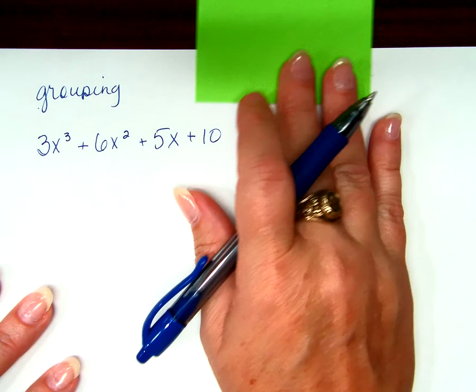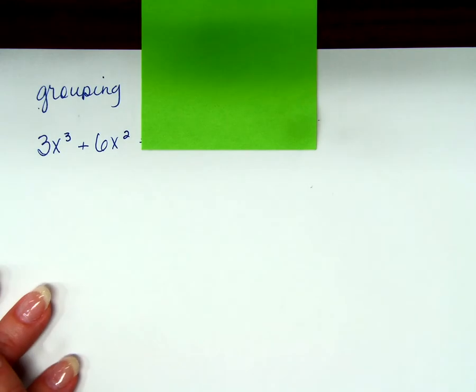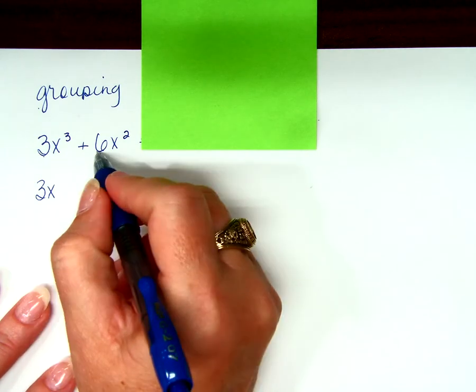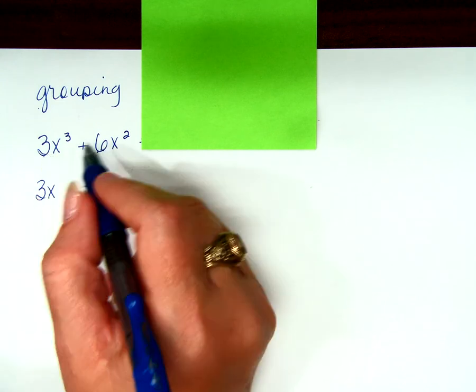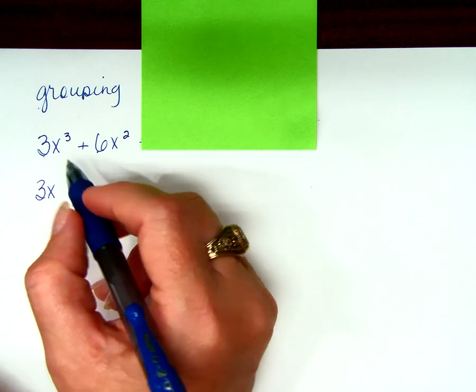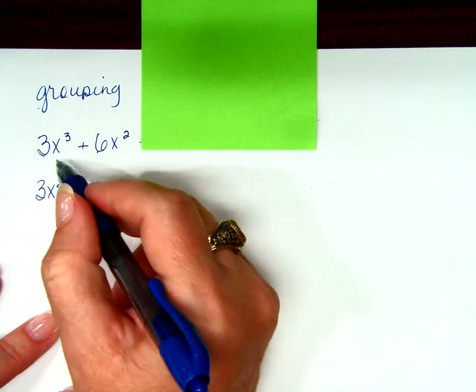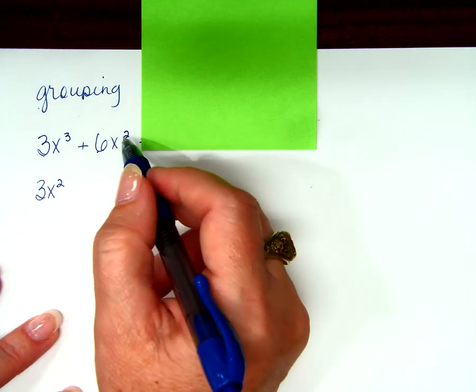Okay, so let's just look at the first 2 terms. What's the greatest common factor in the first 2 terms? 3x squared. There's a 3 and a 6, so the greatest number that divides into both of these is 3, right? And the x squared. The greatest x term that divides into both of these is basically going to be the smallest exponent, isn't it?